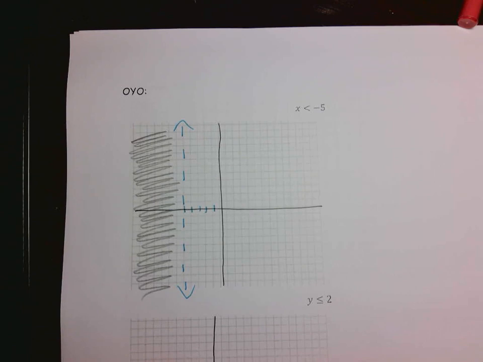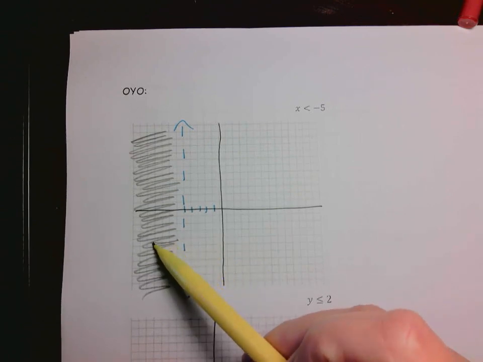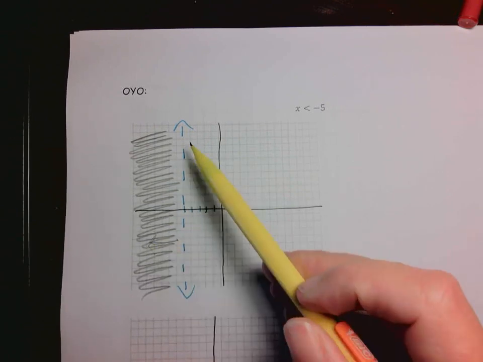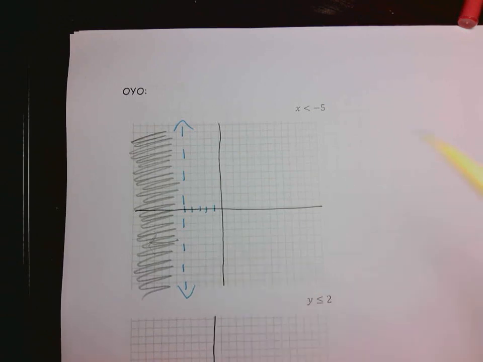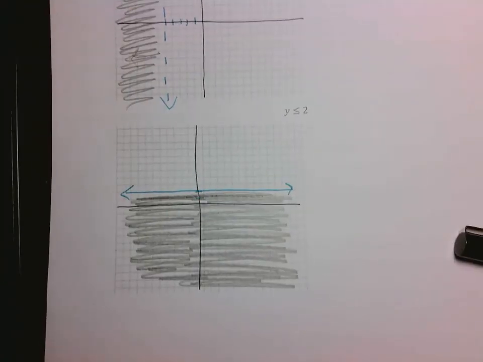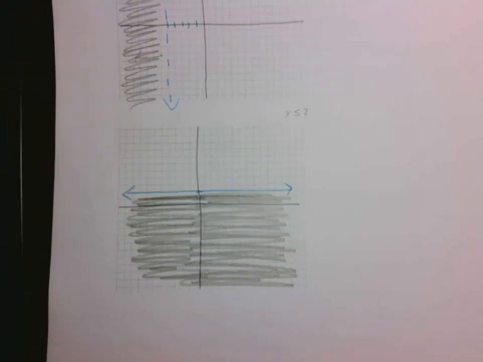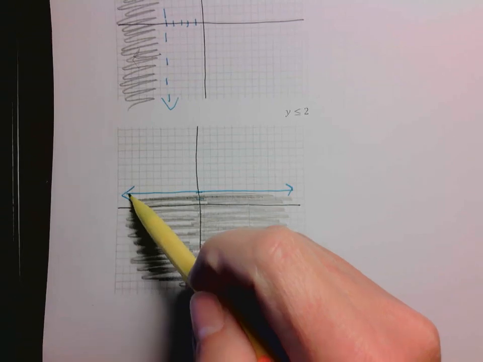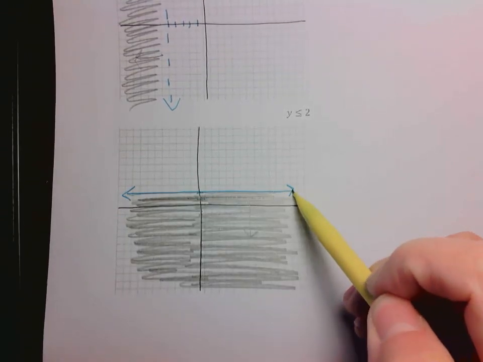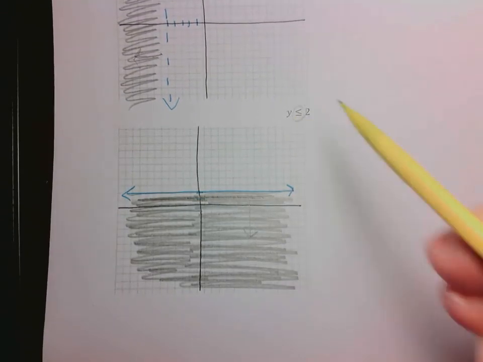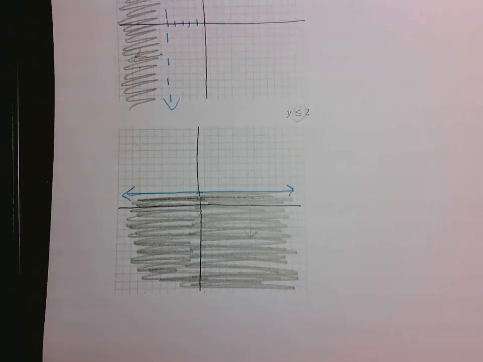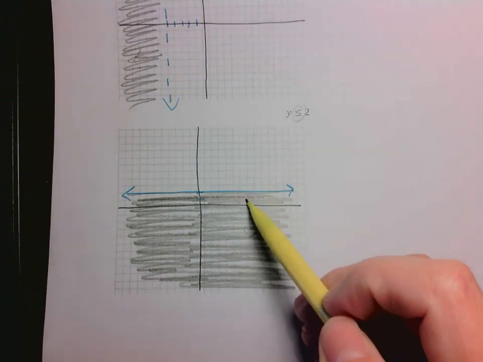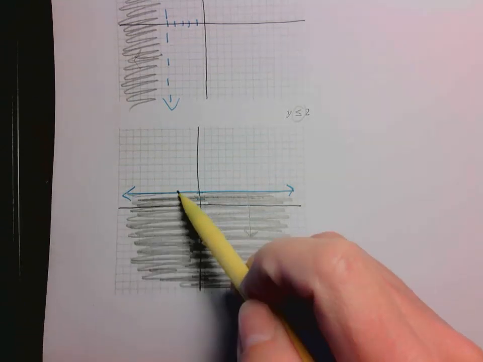Here are the answers. All values of x that are less than -5, but not including -5. So the line is going to be dotted. All values of y that are less than 2 and including 2. So my line is going to be solid because it's a less than or equal to. All values of y that are less than or equal to 2.